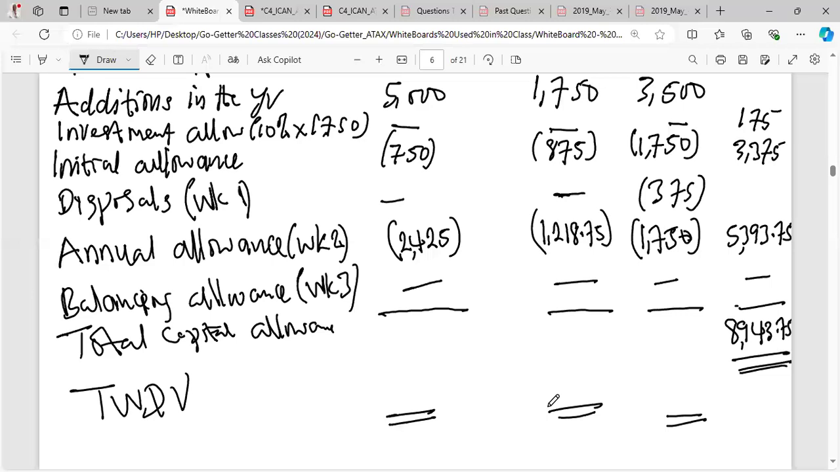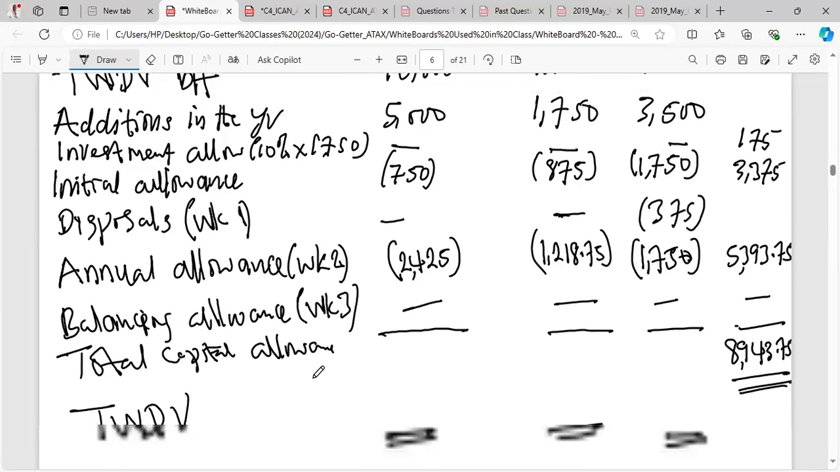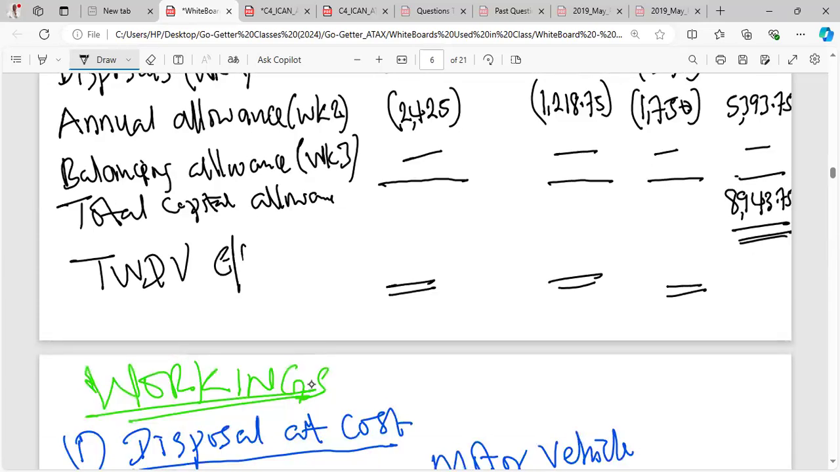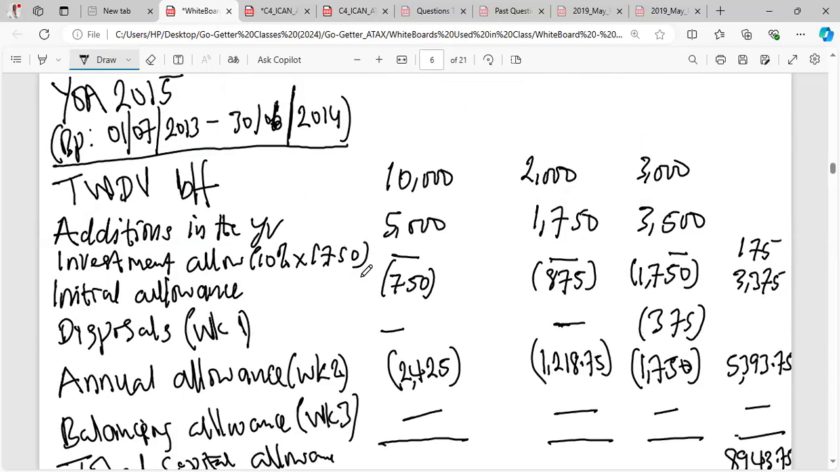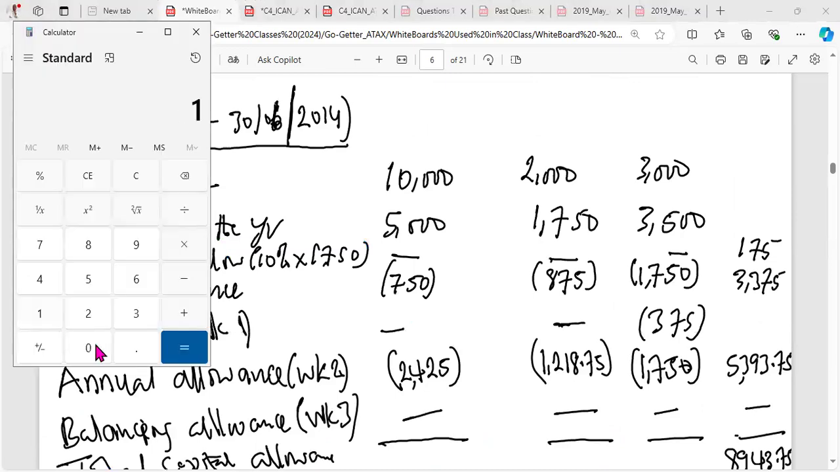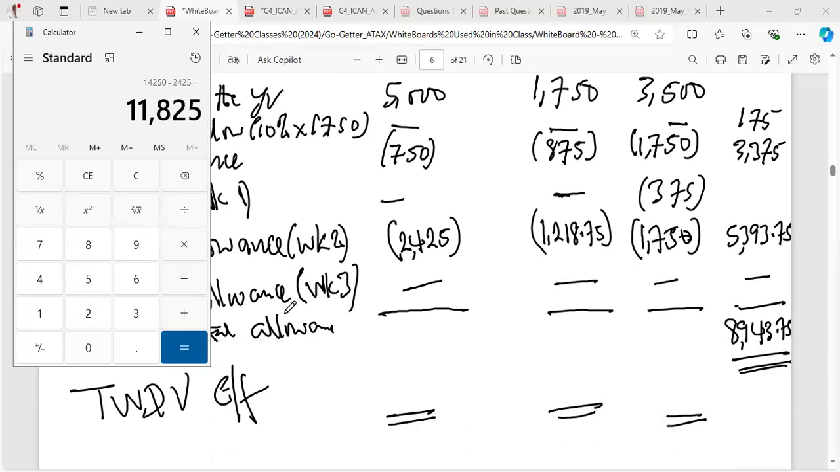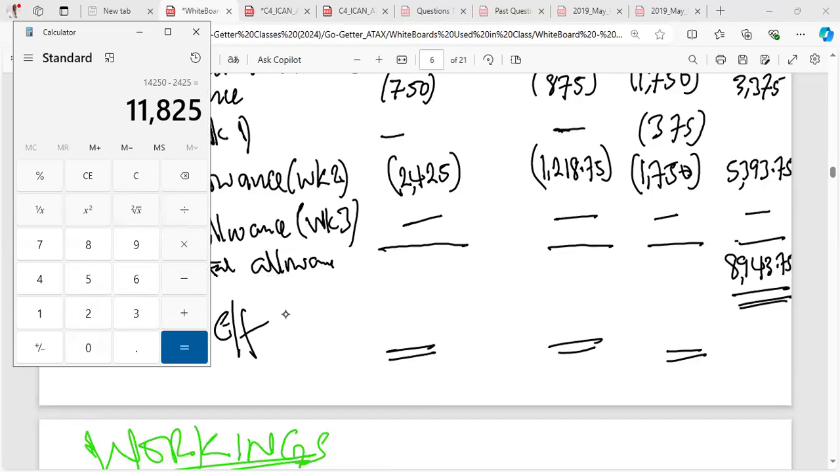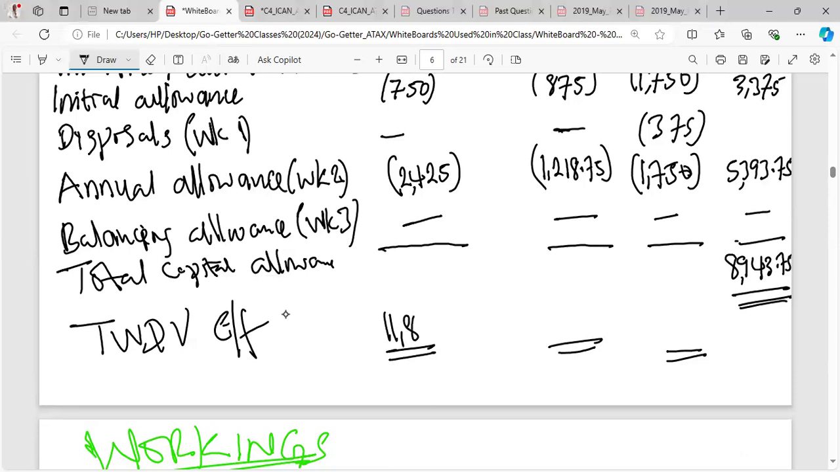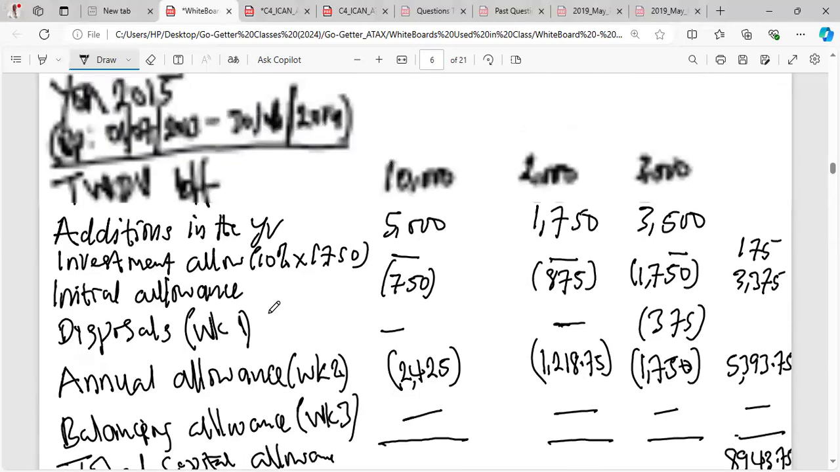If you think you have time, go ahead and give them your balancing tax written down value to be carried forward. In the exam, please don't do it. It won't give you any mark. Don't do it. But we'll do it here. 10,000 plus 5,000 minus 750 minus 2425. That will give me 11,825. We'll do the next one.